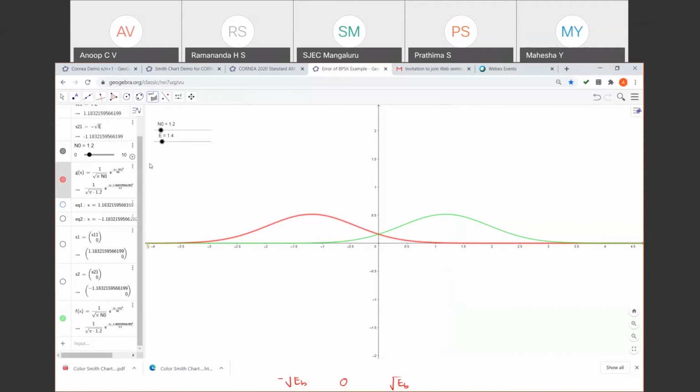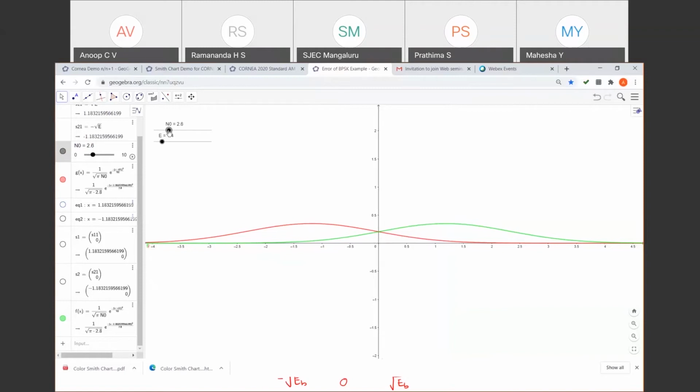So now I can just vary this. What happens when N naught changes? You can see the area of overlapping is increasing. The Gaussian bell, its width is increasing, its height is decreasing, and the area which it is getting overlapped is increasing, right? And because of that, the probability of error in turn will increase. It becomes easy for me to explain.